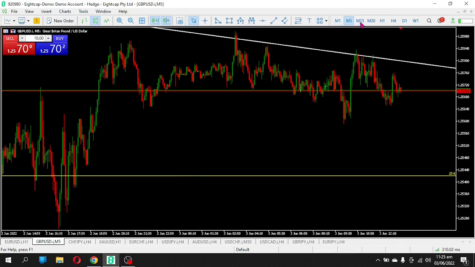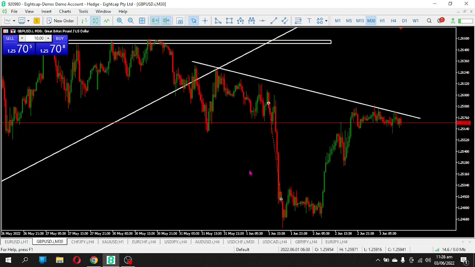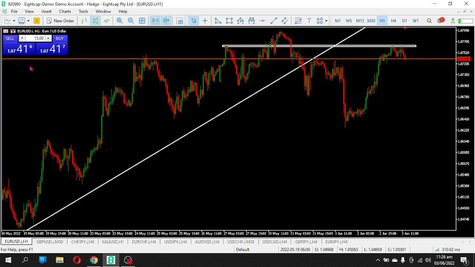GBP USD also will drop. If you can recall, GBP USD was the pair we made over $6,000 in profit. We sold here and we took our profit at this point, but then it pulled back to this bearish resistance, and then we have these reversal candlestick patterns. I'm also expecting GBP USD to drop, but then I'm going to short euro USD.